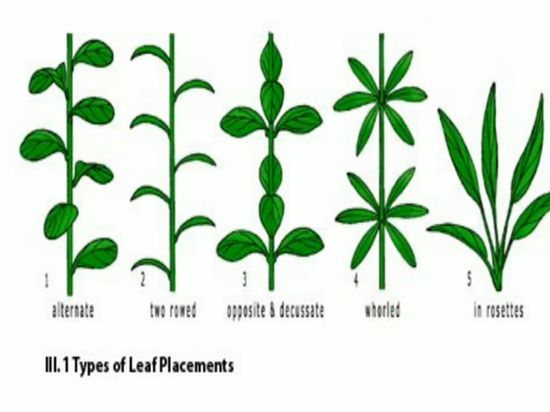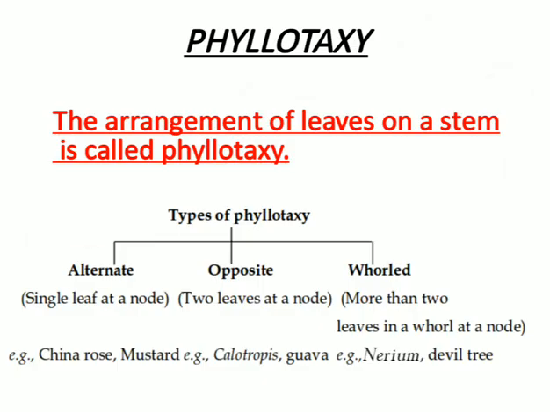Now, these are the types of phyllotaxy, which means that in alternate phyllotaxy, there is a single leaf at each node; in opposite, two leaves at each node, and if they are present at right angles to their adjoining node, then this is known as opposite decussate. And whorled, when more than two leaves arise from each node.